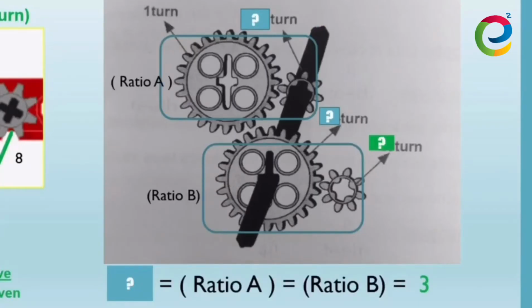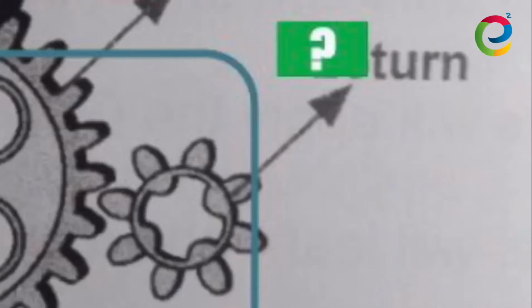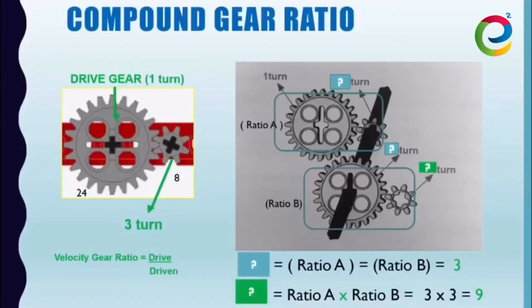Let's take this formula below. So, we take the gear ratio of gears A, which also equals the gear ratio of gears B. So that makes 3. But we want to find out what is the gear ratio of the small gear in gears B. So we multiply them together. You'll notice that is 3 times 3, 9.